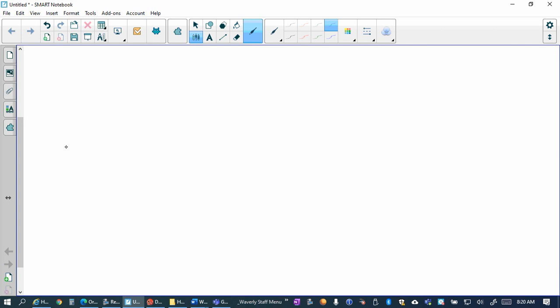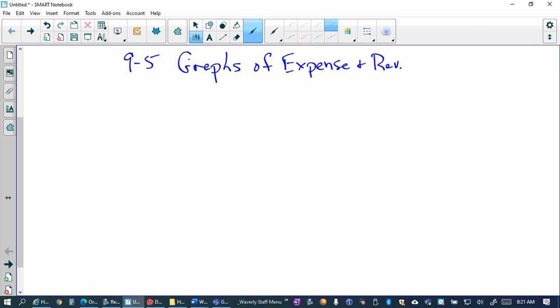We get a little deeper into this now. We're going to graph some of these things. So 9.5. Well, this is going to act up on me again. Graphs of expense and revenue functions. Then we have our graphing calculators to help us. Some of these are so easy, it's almost quicker to do them by hand, right?